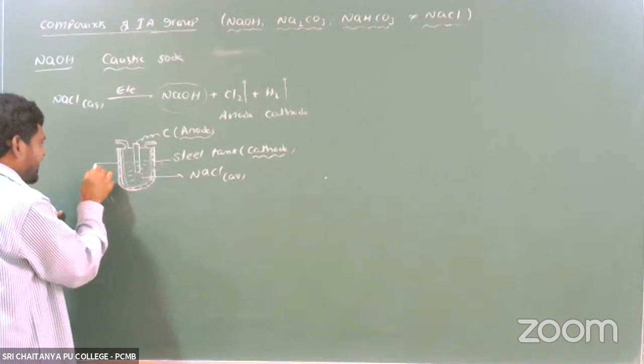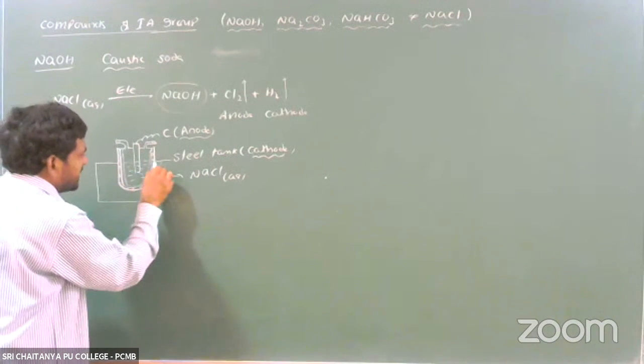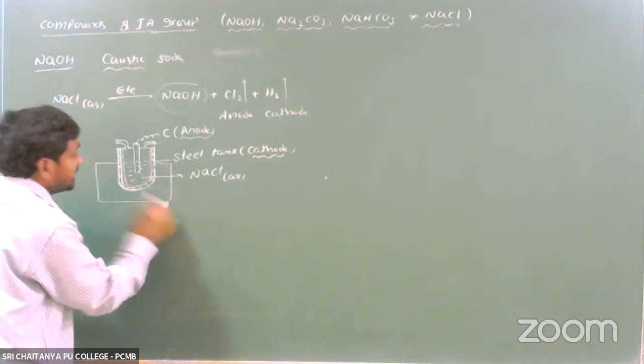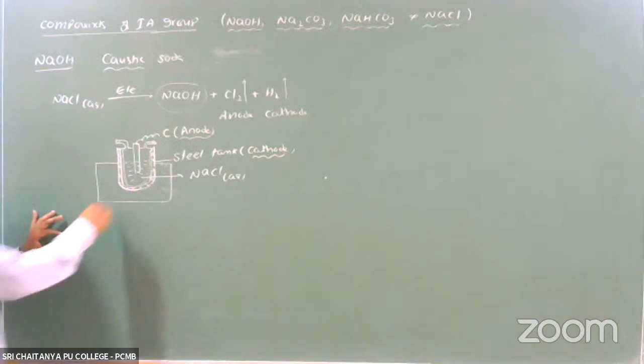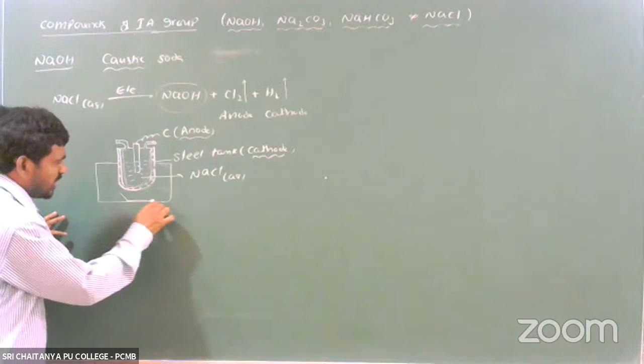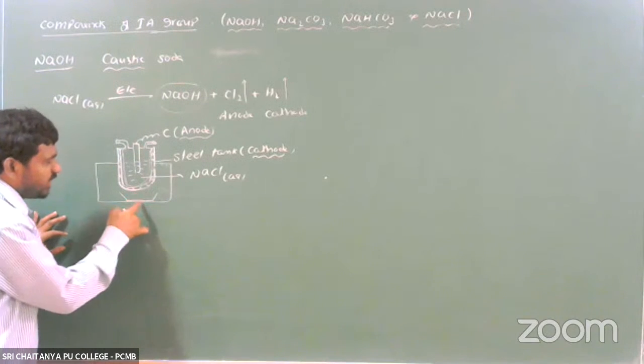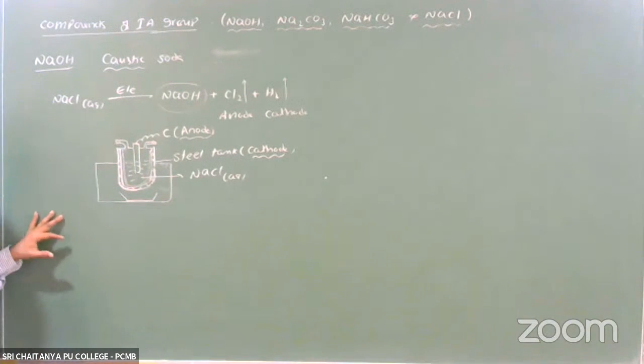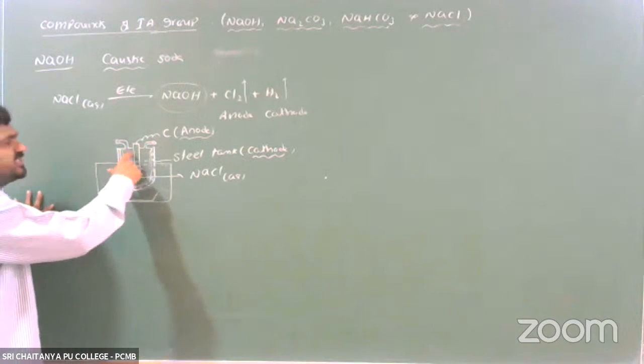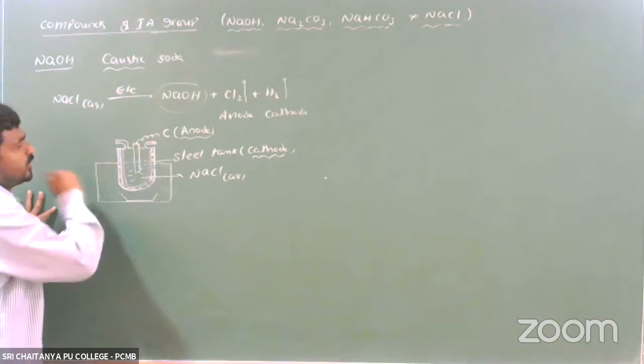This entire steel tank is suspended in another iron tank, which is the receiver. Sodium hydroxide is received outside the steel tank. Chlorine gas is liberated at the anode.